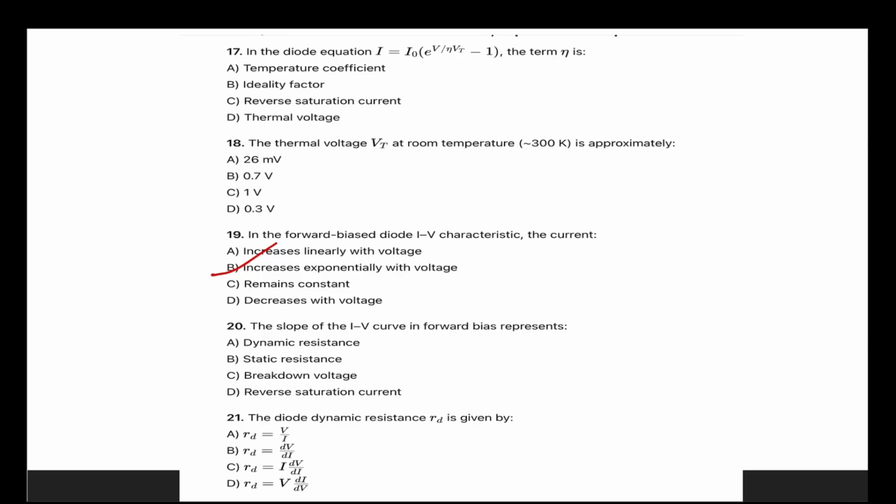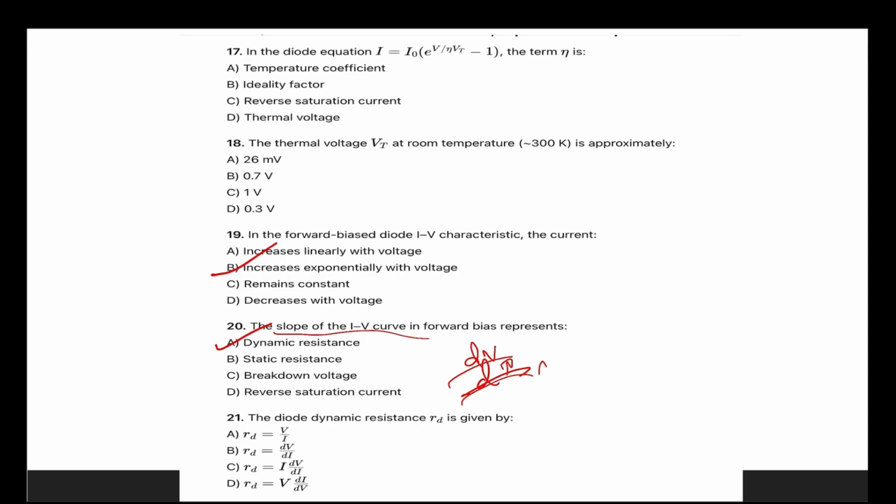So in the forward bias diode IV characteristic, the current will increase exponentially with the voltage. Next question, the slope of the IV curve in the forward bias represents: option A, dynamic resistance; option B, static resistance; option C, breakdown voltage; option D, reverse saturation current. We know that the slope of an IV curve actually represents the dynamic resistance, that is dV by dI. Okay, that represents the dynamic resistance.